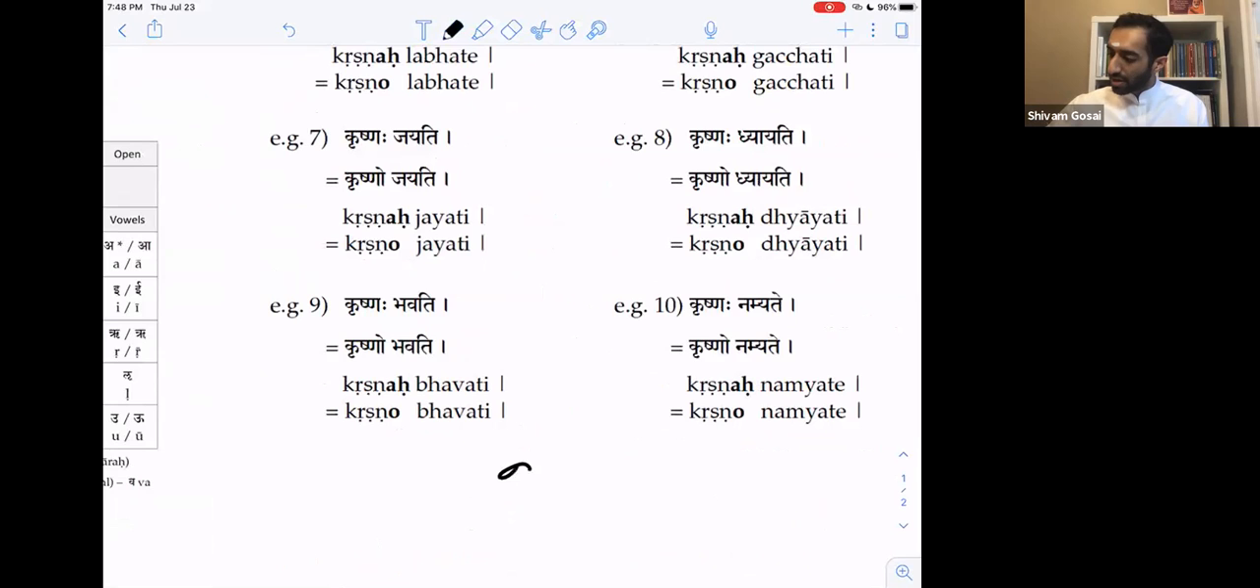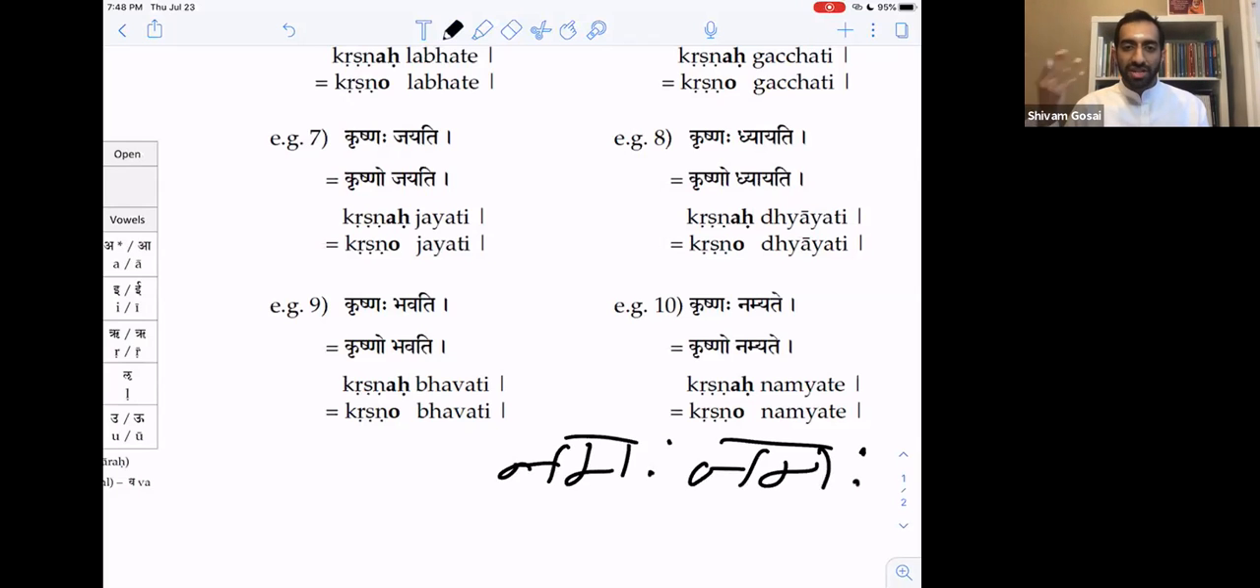Similarly, if I have Namaha, this is a very common greeting in Sanskrit. We say Namo Namaha. So when you meet each other, you can say Namo Namaha.